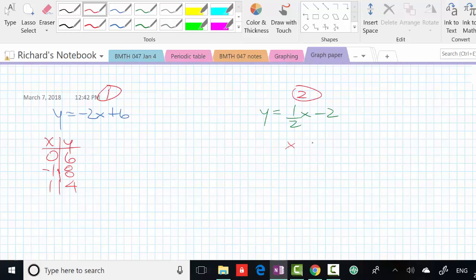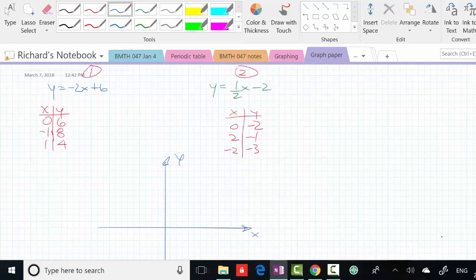I can do the same thing now for equation number 2. For equation number 2, when x is 0, y is minus 2. When x is 2, once again the denominator of the coefficient in front of the variable is a 2, so I'm going to go up and down in increments of 2 to avoid fractions. So when x is 2, 2 times 1/2 is 1, and 1 plus minus 2 is minus 1. And when x is minus 2, 2 times 1/2 is minus 1, and minus 1 plus minus 2 is minus 3.